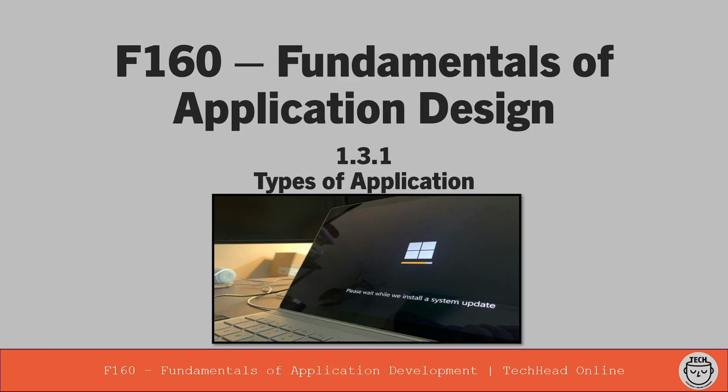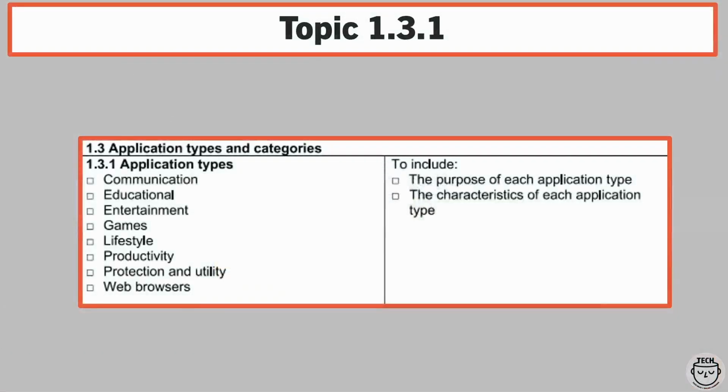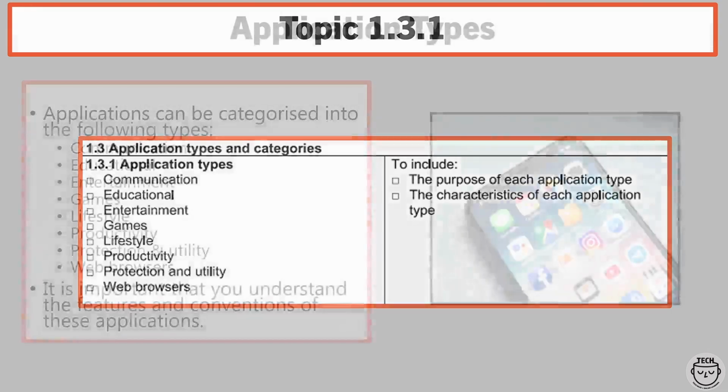So today we're going to look at the types of application. So what do you need to know? You need to know these application types, which are communication, educational, entertainment, games, lifestyle, productivity, protection and utility, and web browsers. What you need to know is what is the point of them and what are the characteristics. It's going to be quite short, so I'll try and keep it nice and short and sweet. Let's get straight into it.